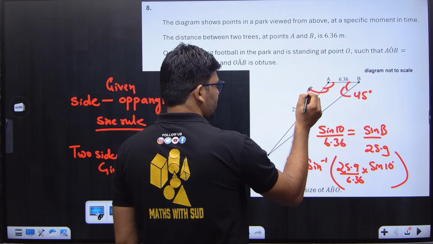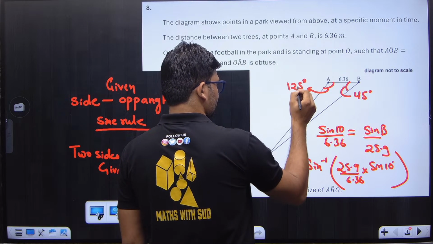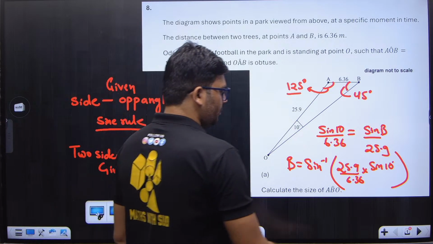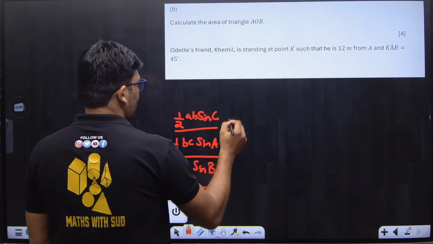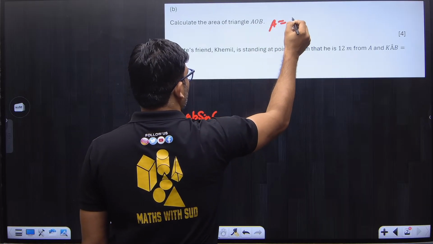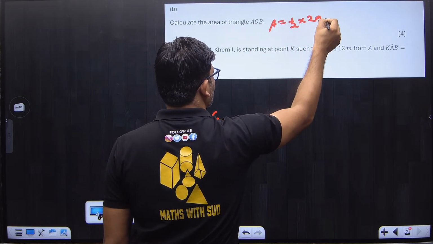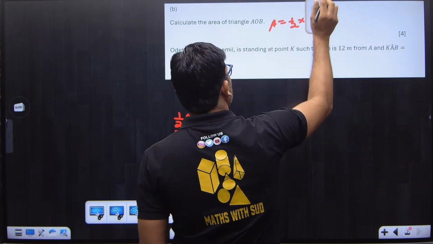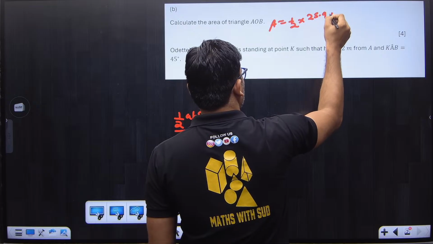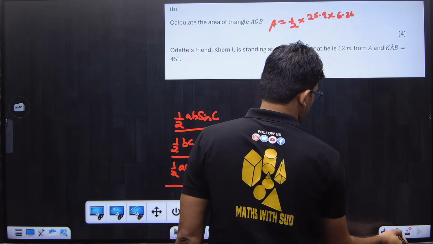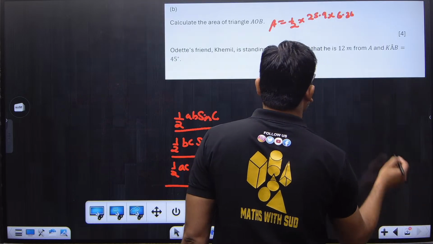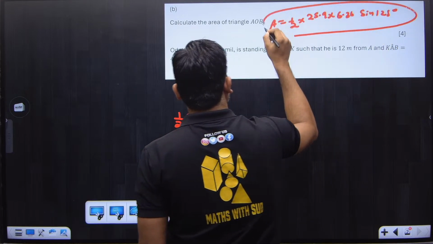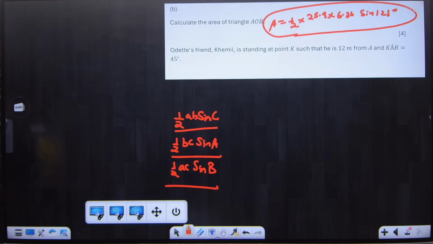So this will be how much? 125. So area is going to be half into 25.9, sorry, 25.9 into 6.36 into sine of 125 degree. Find this value and tell me.